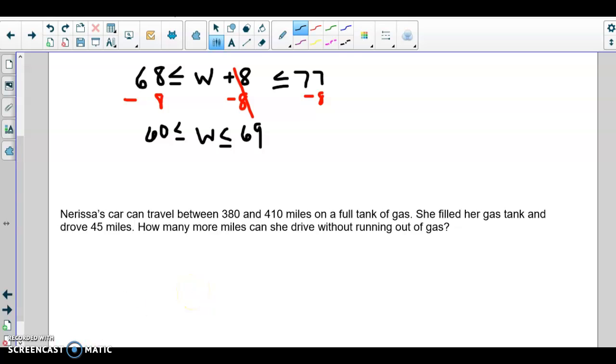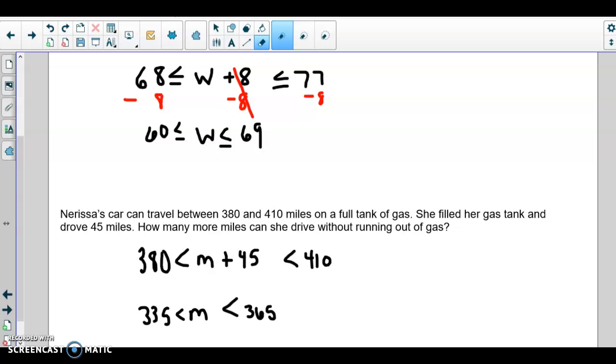Press pause. All right, here's the answer to the second compound inequality application. A little strange one again. Most of you could probably figure this out without setting it up. If setting it up confuses you more, it's fine if you don't set it up. Just know the answer here.